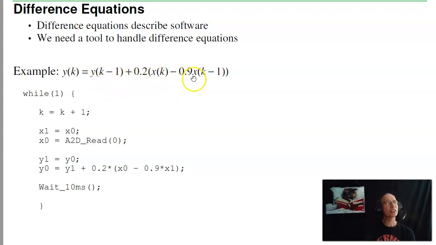Notice this is a difference equation. Y of k is a function of the previous values of the output and the input. It's not a differential equation, it's a difference equation. Laplace transforms don't describe this really well. Z transforms do, which is the reason I want to use Z transforms.